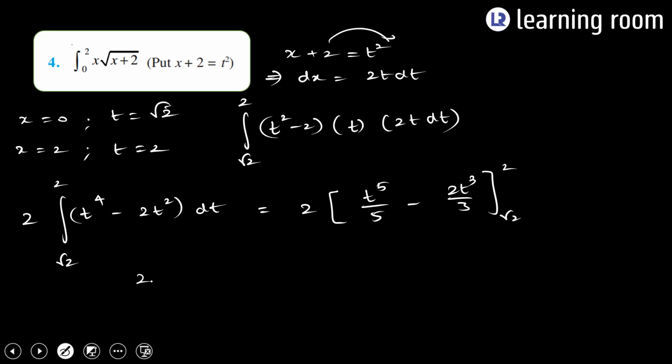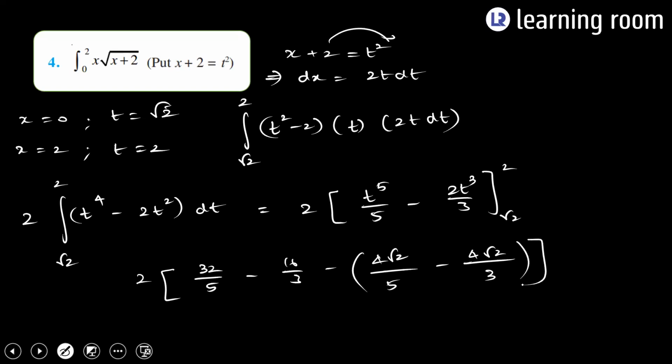Between the limits root 2 and 2, I'm going to get the value as 32 by 5 minus 16 by 3, minus, if you substitute root 2 in t power 5, it will be 4 root 2 divided by 5 minus 2 into 2 root 2, so 4 root 2 divided by 3. So when you solve this, you get a final value. Tell me what that value is.